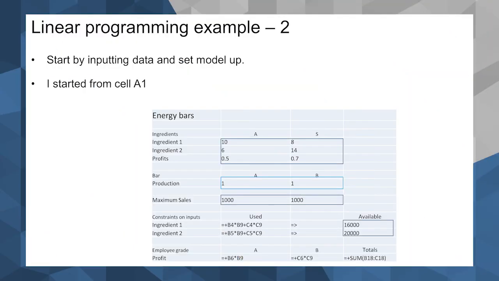So we do Excel and we represent the problem. What we have here in the black boxes, that we have the data, the unchangeable values. So the ingredients, the quantities of ingredients we use for each bar, 10, 8, 6, 14, and the profits that we make on each bar, and also the maximum availability of demand, maximum sales, and available for ingredient.